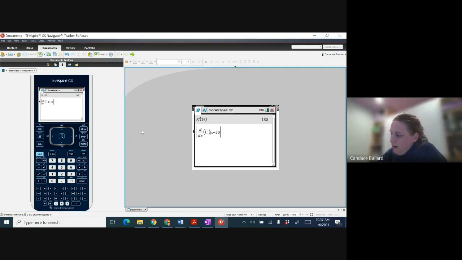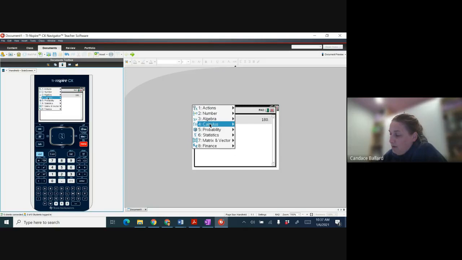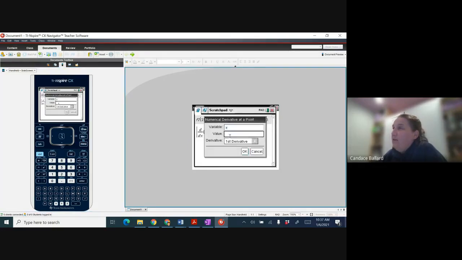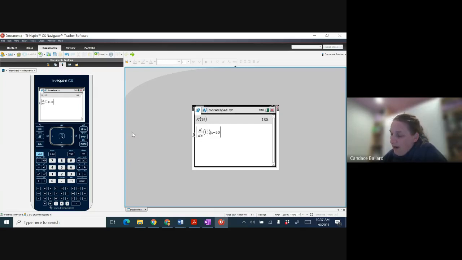I'll go through the steps one more time and click OK. So to get that there, what I did was I went to menu, calculus, numerical derivative at a point, and I typed in the value of 30. And I clicked OK. And I left it as first derivative versus second derivative. I'm going to hit cancel because I already have that. And now I hit var. Var, our function that we're taking the derivative of is f of x. Plug in an x and then hit enter.